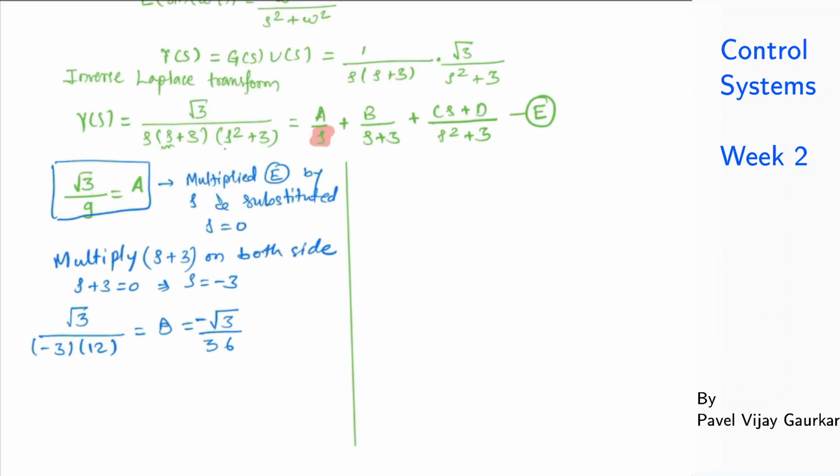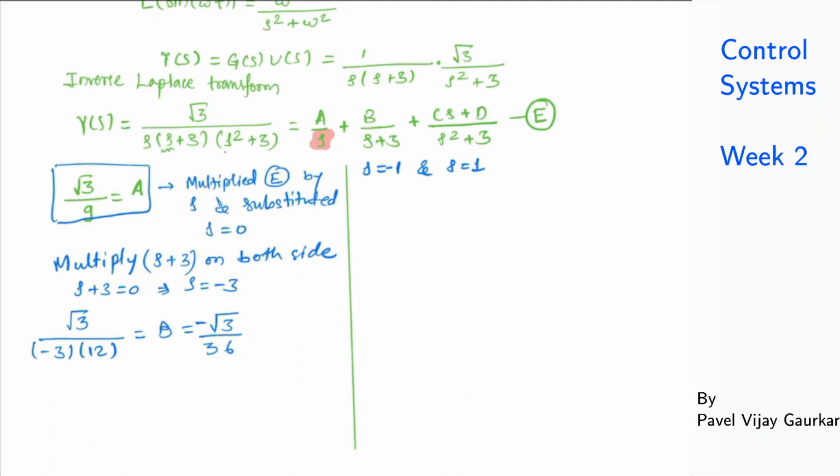Now we will do the same thing, but here we have an s square term. So let us substitute s equals minus 1, and s equals 1 in the expression, so that we can get two expressions in c and d. Then we can solve those linear equations to obtain values for c and d.